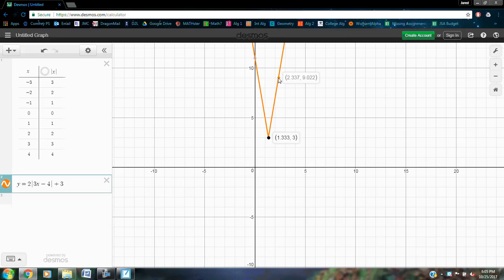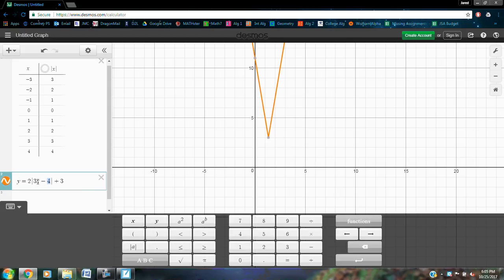So we went up 6 and over 1. The reason I know it's up 6 is because I did 2 times the absolute value of 3. Now the reason that this is at 1 and 1/3, that's like saying 4/3. I took 4 divided by 3. So since it's 4 divided by 3, I know it has to be at this 1 and 1/3.